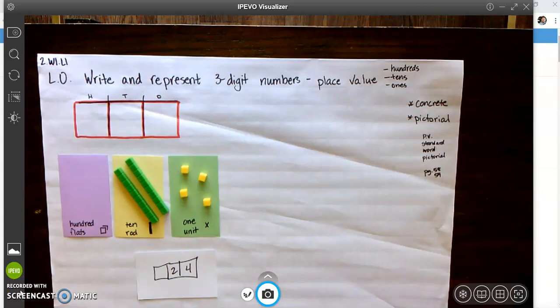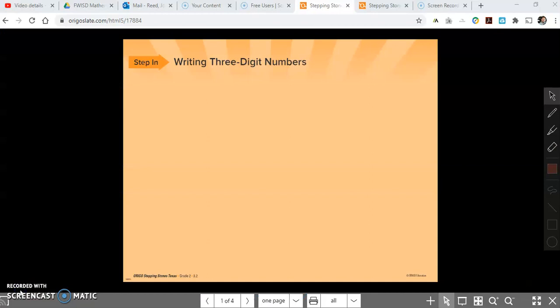Get out your workbook and we'll go straight in. Alright, so as I mentioned just a second ago, we're writing three-digit numbers and we're going to be working on representing them in various ways. And remember those key words: place value blocks, place value chart, everything place value.